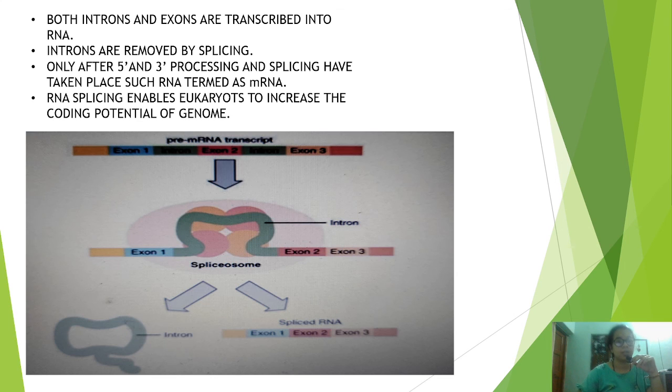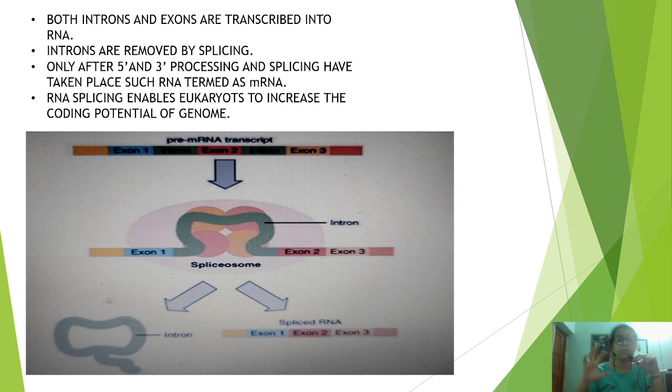Before that, let's understand what splicing is. Splicing means to remove, or to splice out. So you know that the mRNA consists of both introns and exons. If you've been wondering what an intron and an exon are, in simple words we can say exons are the coding part of the mRNA which helps in protein synthesis, whereas introns are the non-coding part which do not take part in protein synthesis.